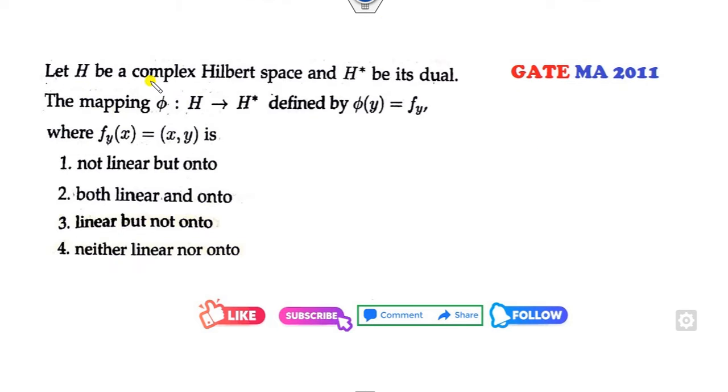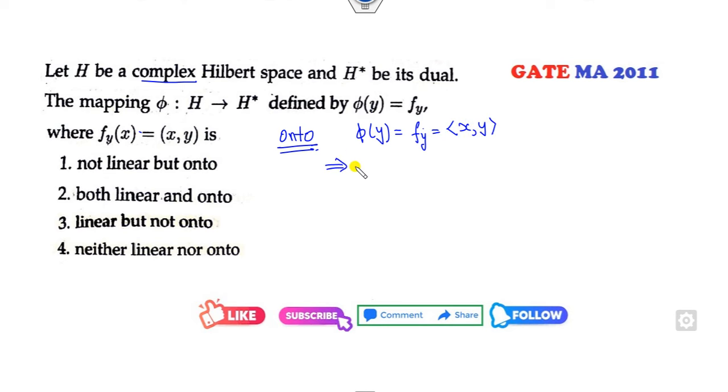Okay, look at this. H is the complex Hilbert space, H star is its dual, and phi is defined like here. Which of the following is linear, not linear, and so on. Firstly, you can easily see it's onto. Why? You can see that phi of y is f_y, so I can write this as x comma y.